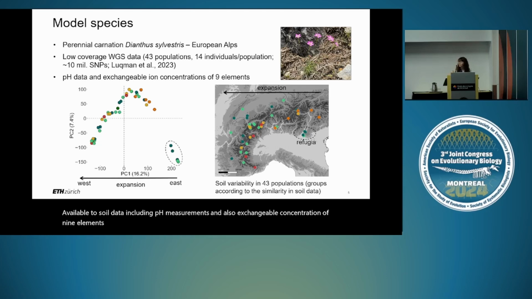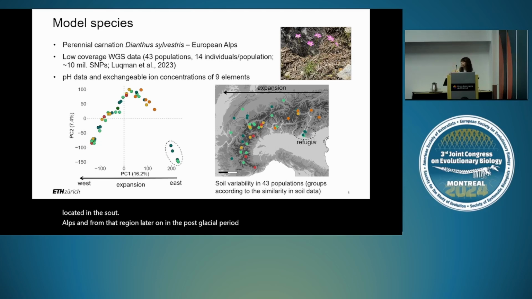And a short window to the demographic history. During the last glacial maximum, the Alps were covered by ice. So populations had to retreat to the glacial refugia. In the case of Dianthus sylvestris, those refugia were located in the southeastern Alps. From that region, later on in the post-glacial period, populations expanded and recolonized the Alps.